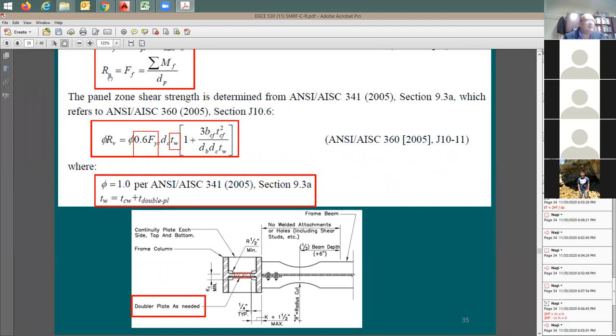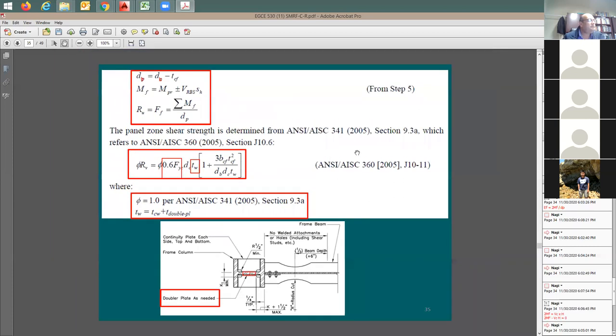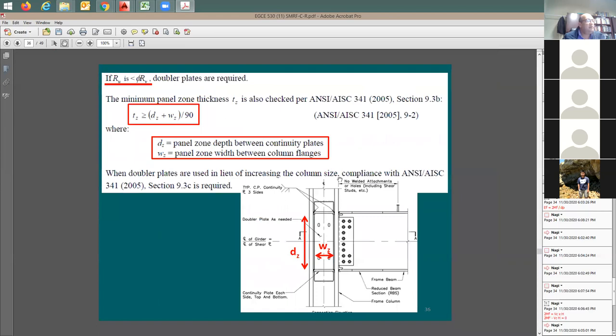and you find out that phi R sub V is less than R sub U, what do you do? You start to add the plate. And of course, you're not going to add a quarter inch plate. You're going to start maybe at half an inch minimum, or maybe 5/8, or maybe 3/4 of an inch plate. Then you go back to the same equation until you prove that phi R sub V is equal to R sub U or more. Are you guys following me or no? Yes, sir. Okay, good.